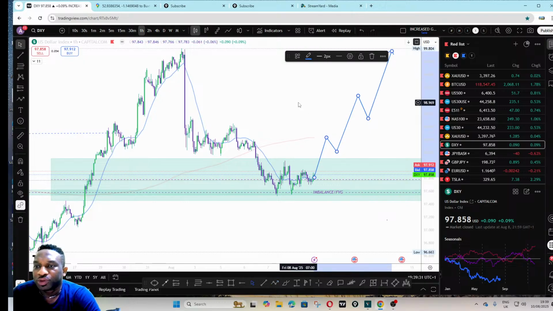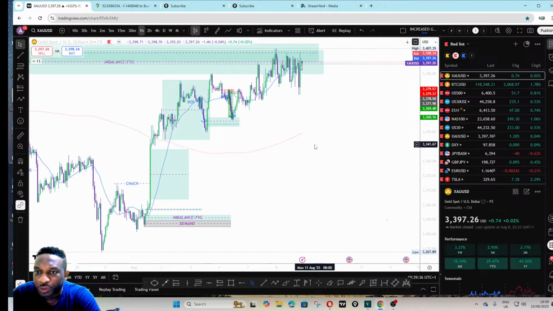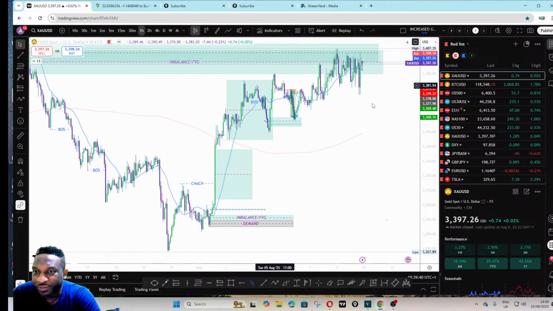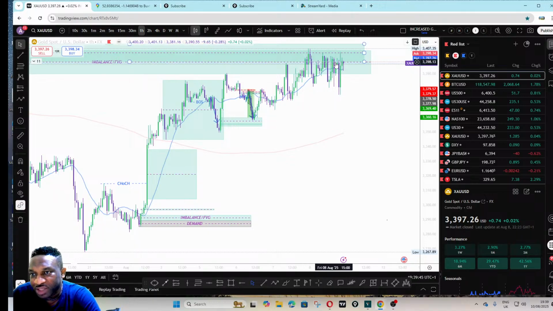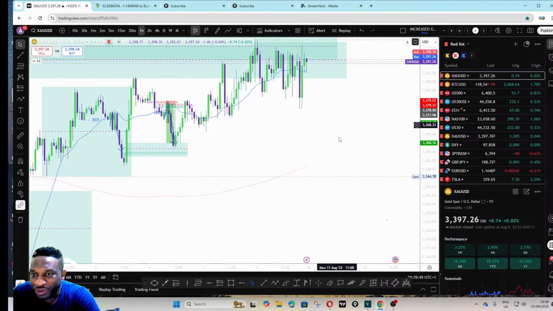We expect gold to be pushing down as well. So let's go back on gold. So already we are in this area of balanced price range where most likely we could get a big rejection from here. So if gold is going to push down from here, first of all we should expect to see an imbalance, a fair value gap created here, beginning the down move.